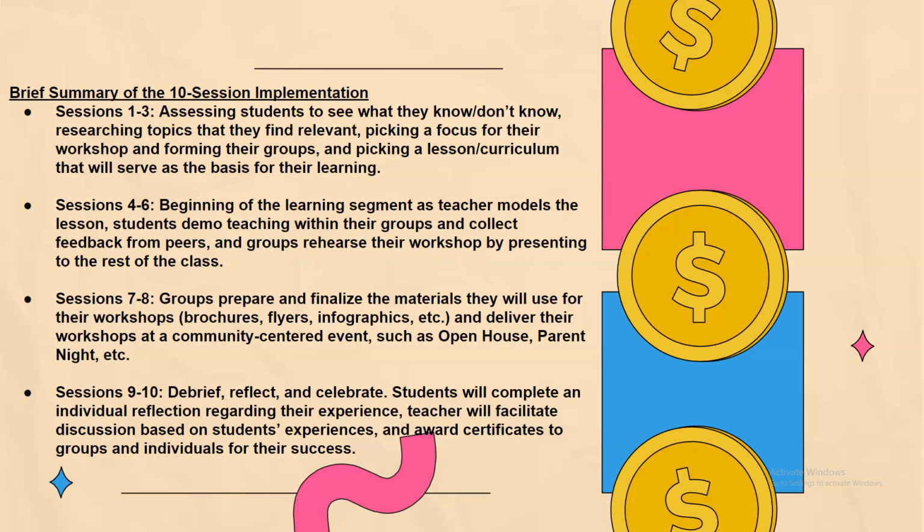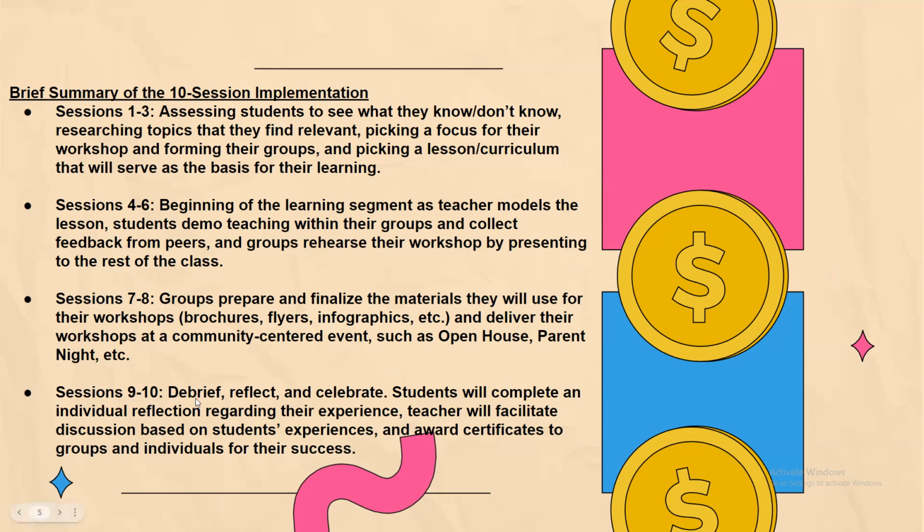The teacher is going to model the lessons for the students. Students are going to begin to work within their groups to put their lesson together and the materials for their workshop. And they'll actually begin to rehearse their workshop within their groups and the rest of the class. Sessions 7 and 8, we'll be finalizing what's necessary for their workshop, so any materials that they might have, brochures, flyers, infographics, things of that nature, and then actually delivering their workshop at a community-centered event, such as open house, parent night, etc.